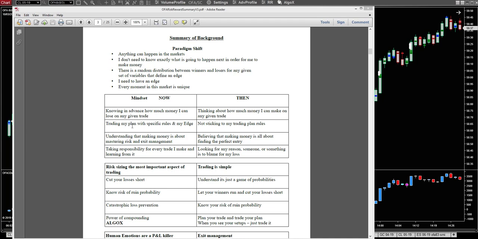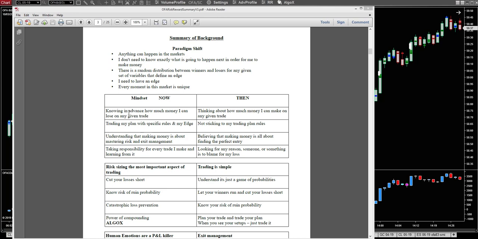Next one, trading your plan with specific rules and your edge. Understanding that making money is about mastering risk and exit management and taking responsibility for every trade that I make and learning from it. So this helps with the risk reward tool.